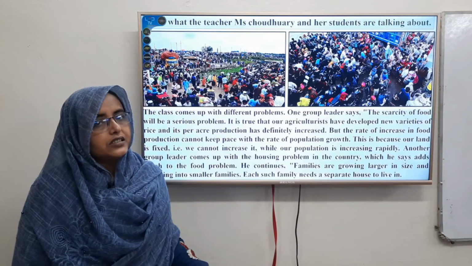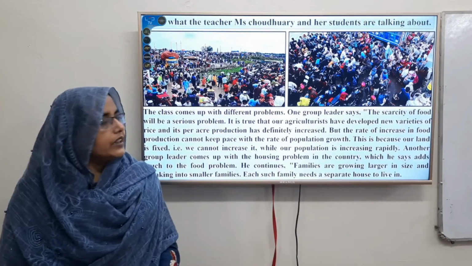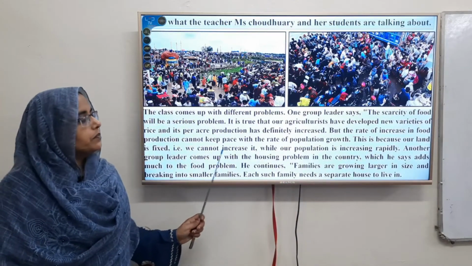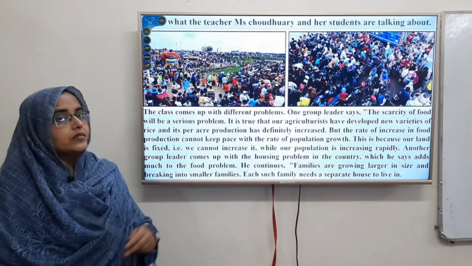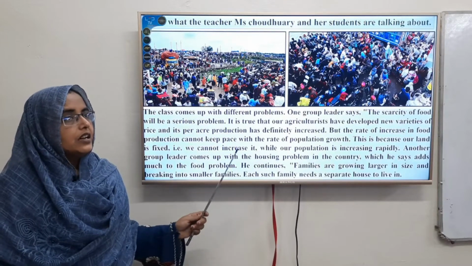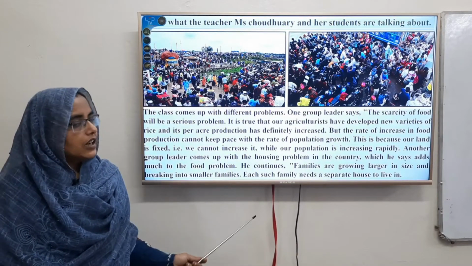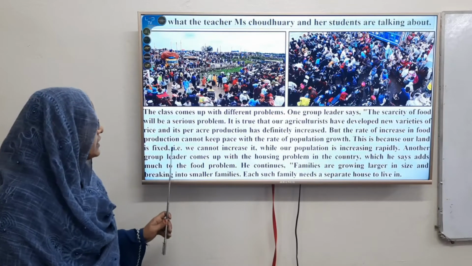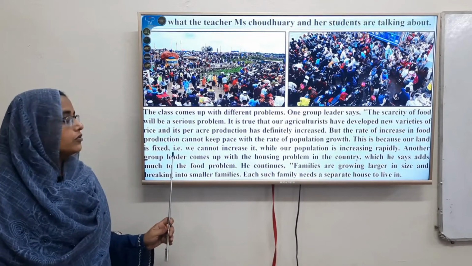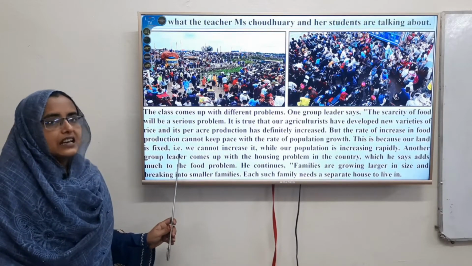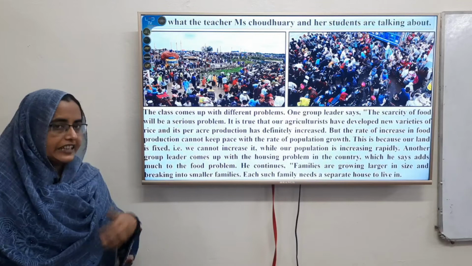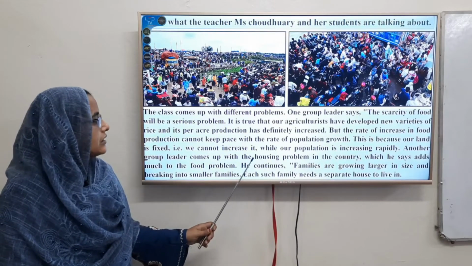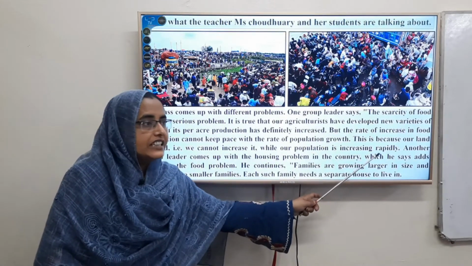So, production is increasing because of the invention of new varieties of rice, but the rate of increase in food production cannot keep pace with the rate of population growth. Our food production is not increasing at the same speed as the population. This is because our land is fixed. Here is a symbol for you, and whenever we get this symbol, that is i.e., we can say "that is." In reading we pronounce this, that is, fixed, that is, we cannot increase it, while our population is increasing rapidly.